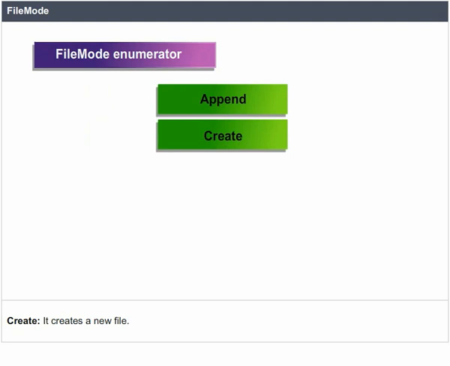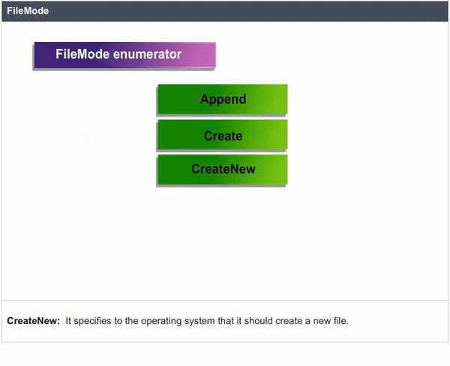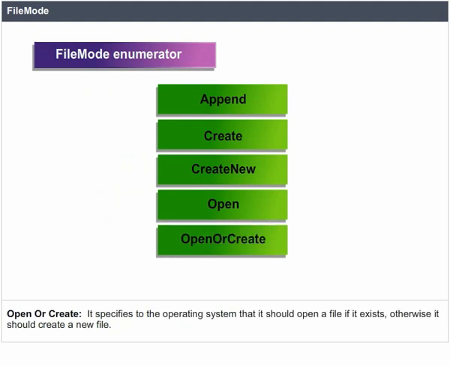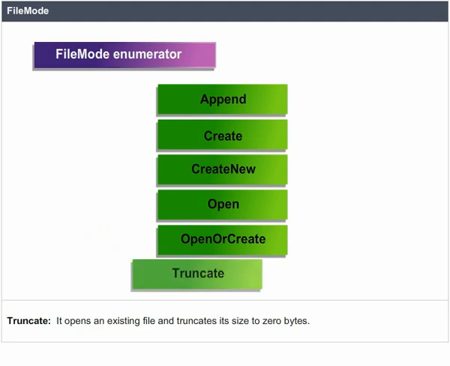Create. It creates a new file. CreateNew. It specifies to the operating system that it should create a new file. Open. It opens an existing file. OpenOrCreate. It specifies to the operating system that it should open a file if it exists, or otherwise it should create a new file. Truncate. It opens an existing file and truncates its size to 0 bytes.